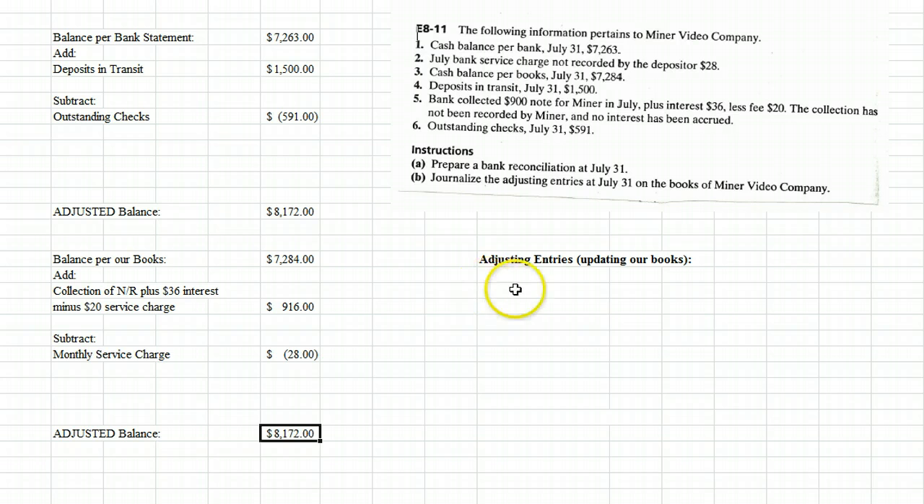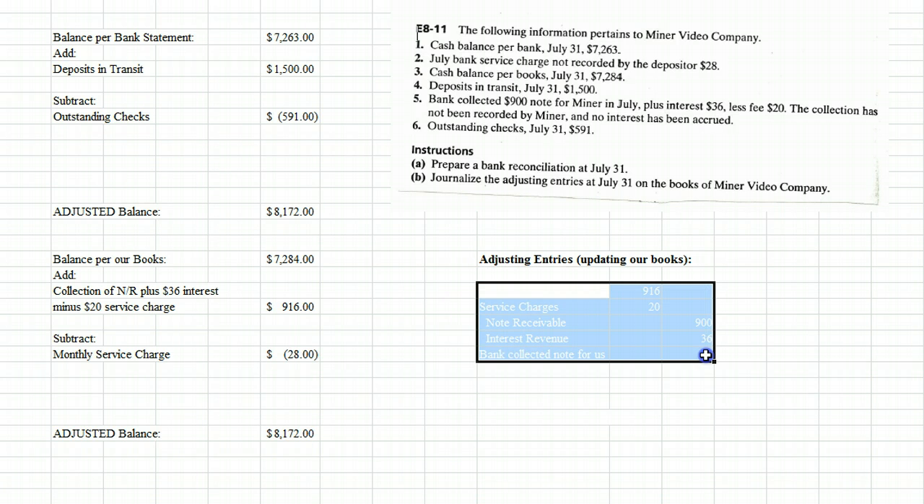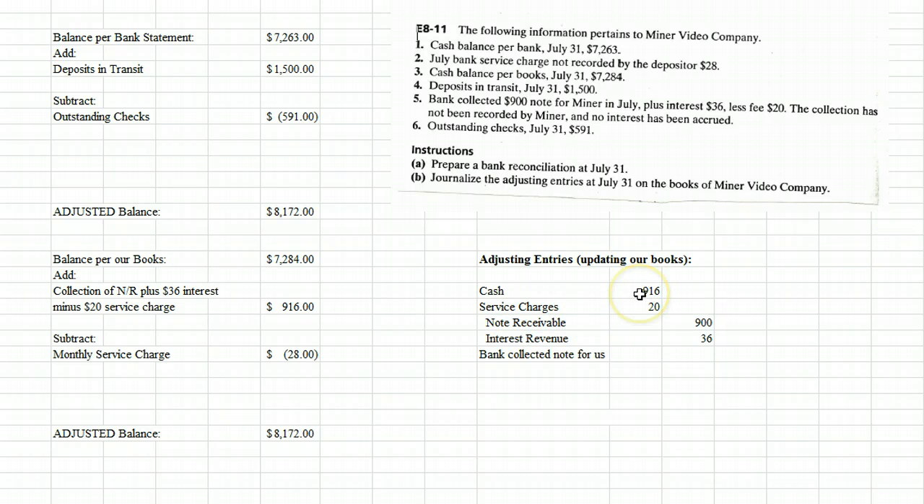So we have to reflect the fact that we have some extra money in our bank account, so we have to make some adjusting journal entries. So we have an extra $916, debit cash for $916. They charged us a $20 service charge when they collected that note. Expense or debits. So we debit the expense account service charges for $20. We take that note receivable, which was an asset, we take that off our books, so we credit it for $900, and we book the revenue of $36. If expenses are debits, revenue must be credits because it's the opposite of expenses.